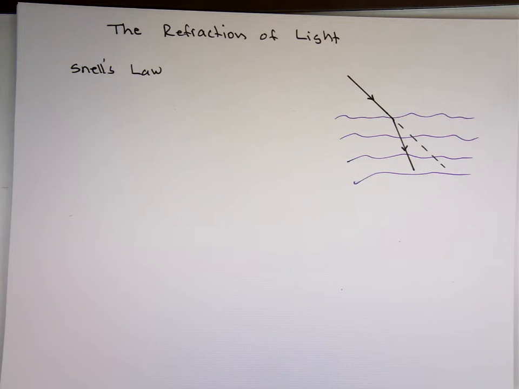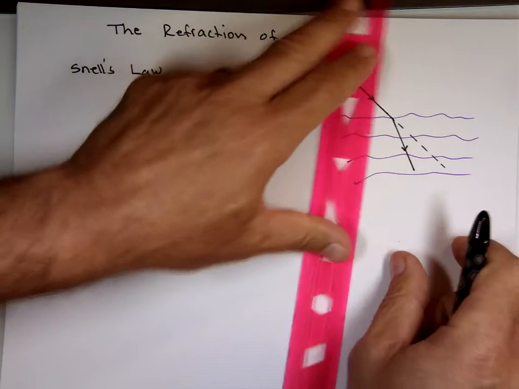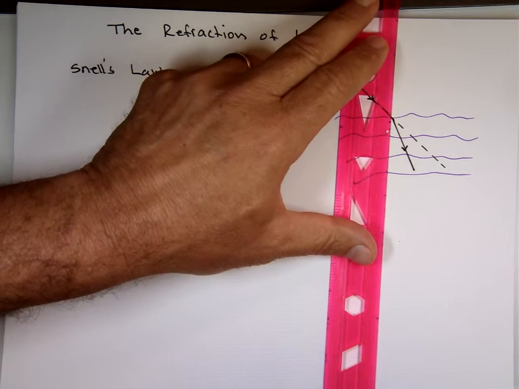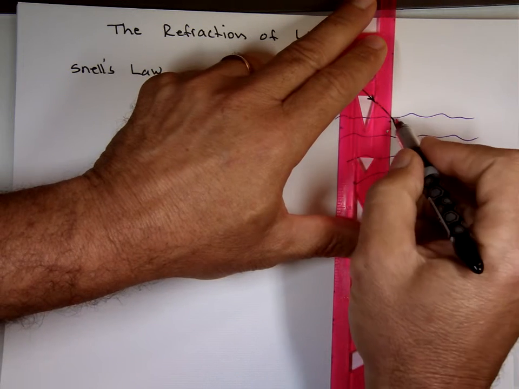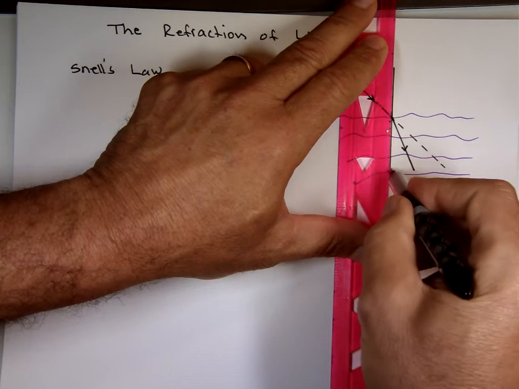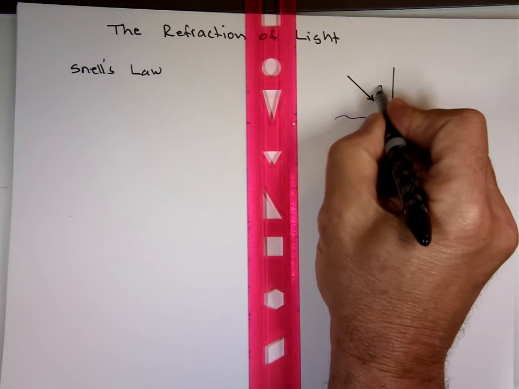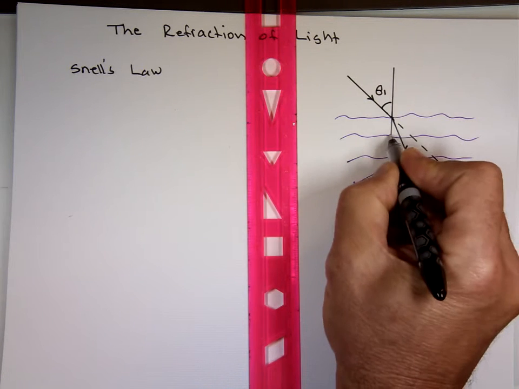So the light's going to reflect. It's going to go like this. Well, why would it reflect? Well, Snell's law, now if I draw a 90-degree angle, like right there, let me call this theta 1, and this is theta 2.